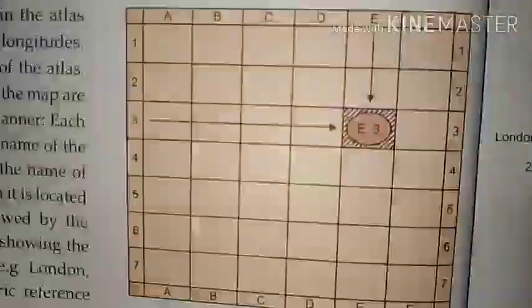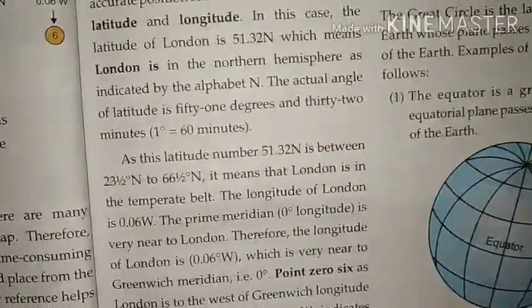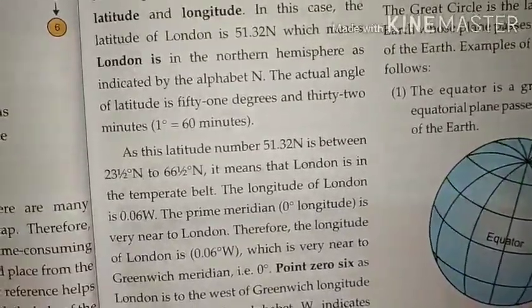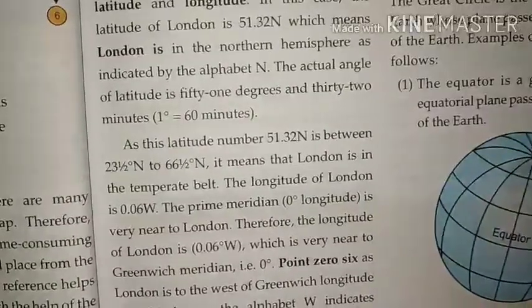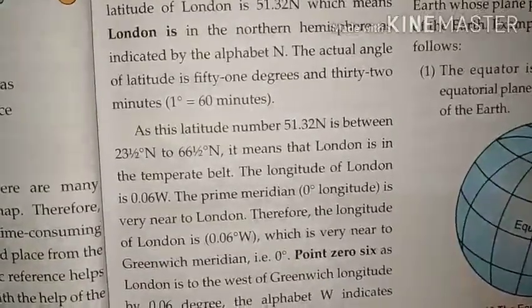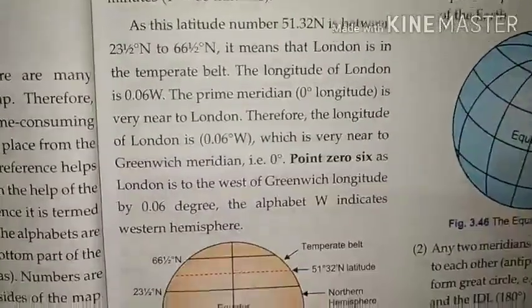Alright. In figure 3.43, you can see it is written E3. So in the E3 square, we can locate the accurate position of London with the help of the latitude and longitude. In this case, the latitude of London is 51.32 north, which means London is in the northern hemisphere as indicated by the alphabet N. The actual angle of latitude is 51 degrees and 32 minutes. So this is how the location is shown.